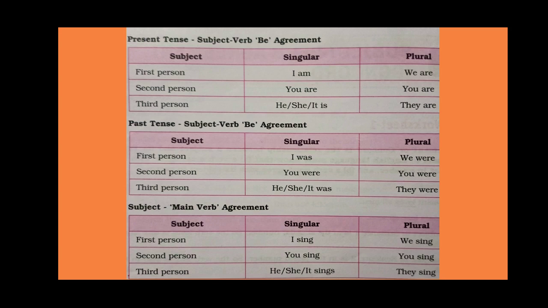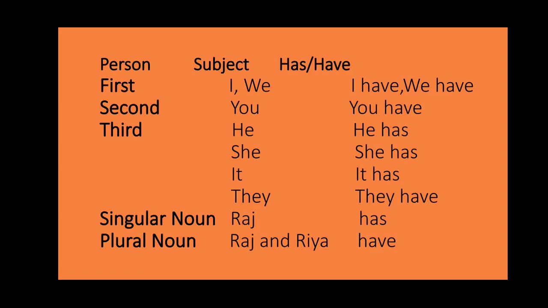Now one more important chart is there, where many students as well as learned people make mistakes. This is about the use of has and have. With the first person pronouns I and we, always use have. I have, we have. I have watched the video, we have watched the video. Now for second person we have you, and with you also we use have. You have watched the video.